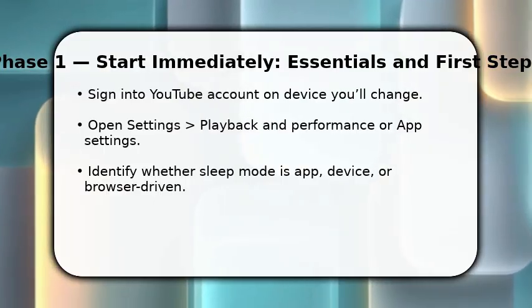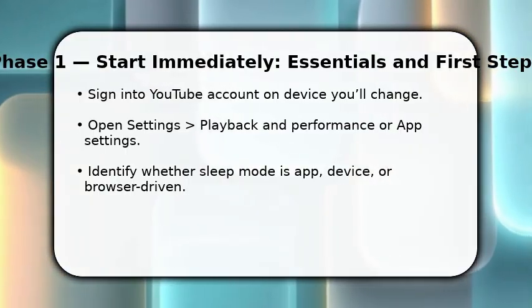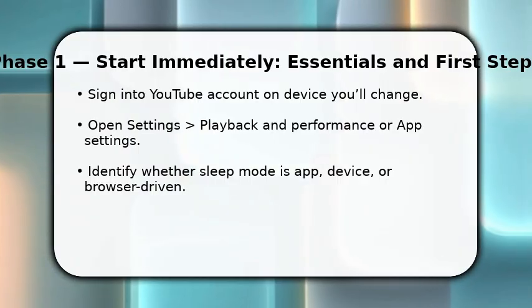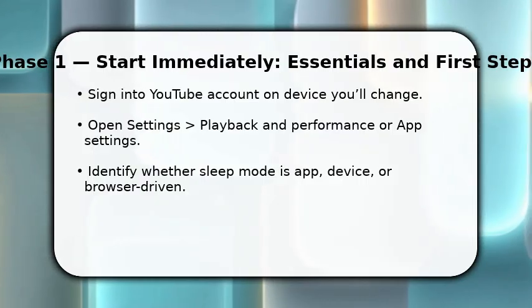You start by confirming prerequisites. You're signed in, app updated, and on the device where sleep happens. First, open YouTube settings, then playback and performance. If you don't see it, check the app's main settings.